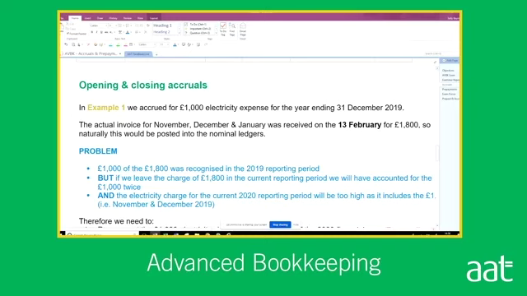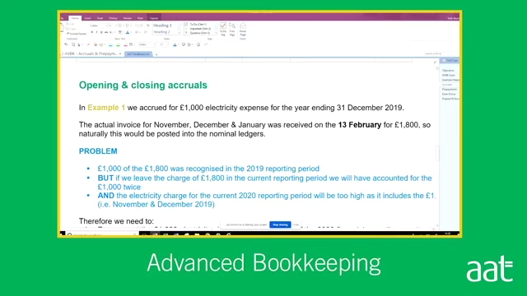So, as I said, in example 1, we've accrued for £1,000 electricity expense for the year ending 31st December 2019. It's sat there in the financial position. It's not going to go away. So if you think about it, 31st of December, I have £1,000 in my bank account. 1st of January, I will still have £1,000 in my bank account. That balance doesn't go. So we need to do something with that £1,000 accrued expense sat there in the FP.